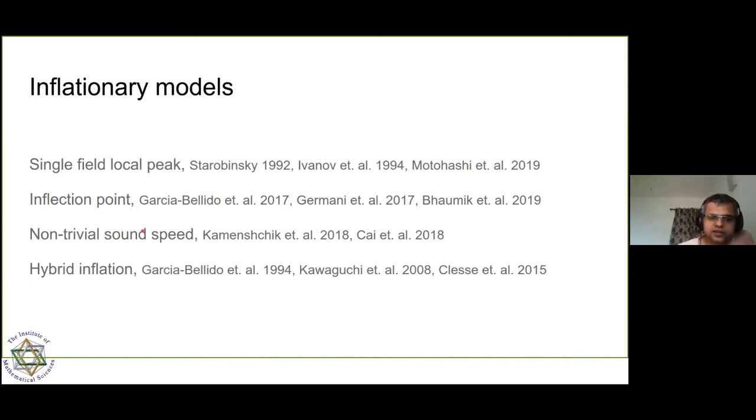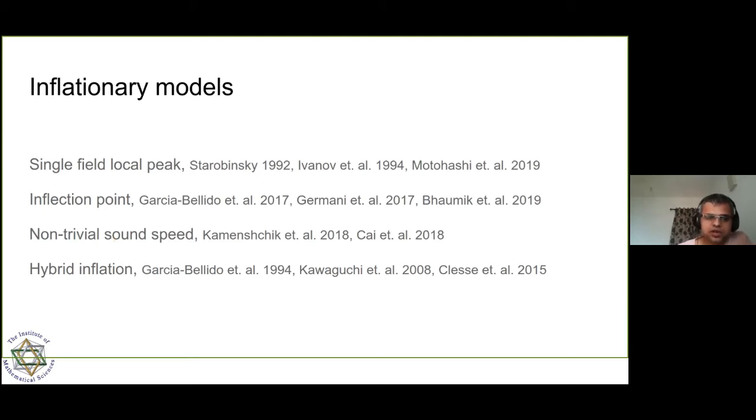Non-trivial sound speed. If you have canonical slow roll inflation, or canonical inflationary Lagrangian, the speed of sound is equal to 1. But if you have non-canonical terms in the Lagrangian, it can give rise to non-trivial sound speed. That also can give rise to peaks in the primordial power spectrum.